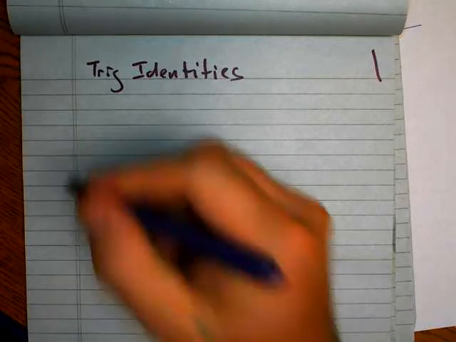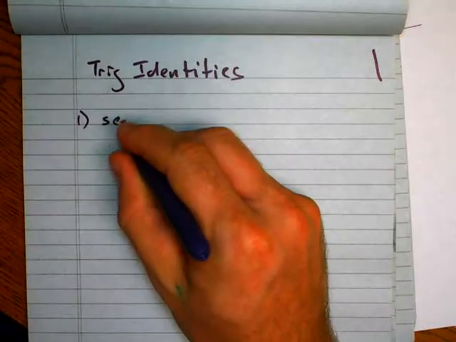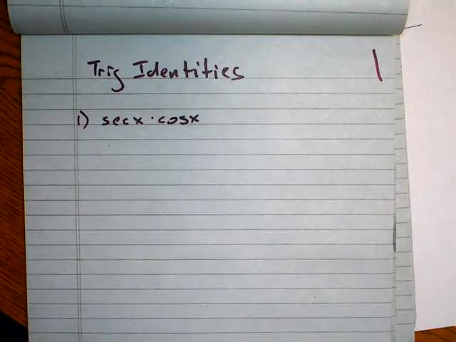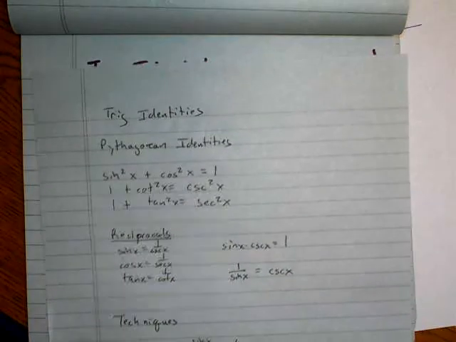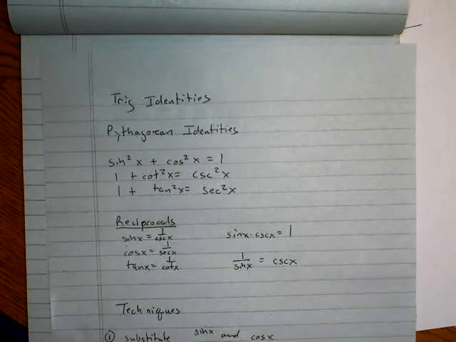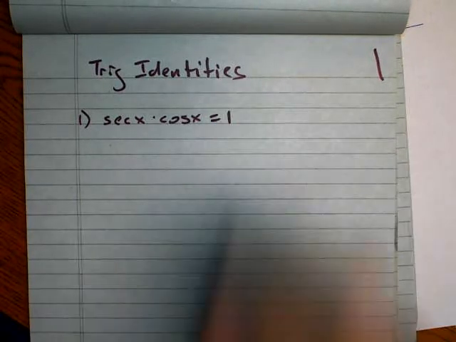Okay, so I'm going to do some trig identity problems. This is from worksheet number 1. This is problem number 1. If you have secant x times cosine x, these are reciprocals. Secant x and cosine x are reciprocals. So, like we mentioned in part 1, when you multiply reciprocals, they're equal to 1.